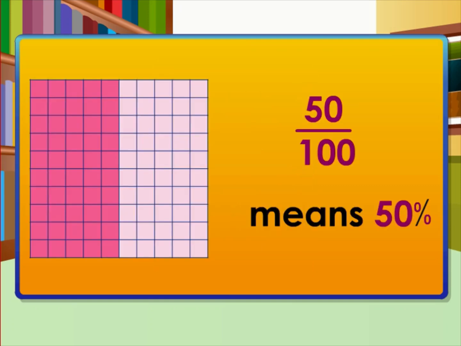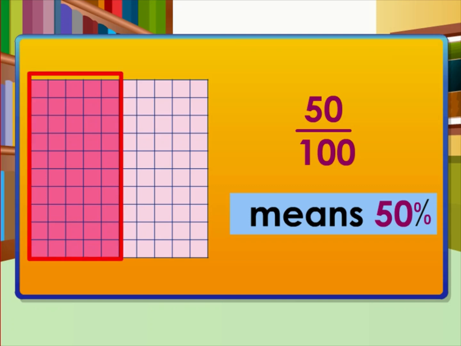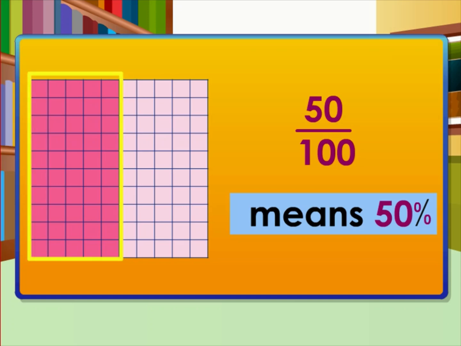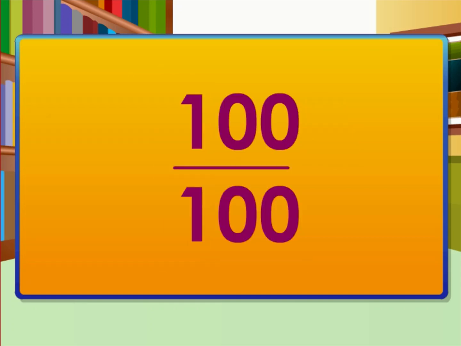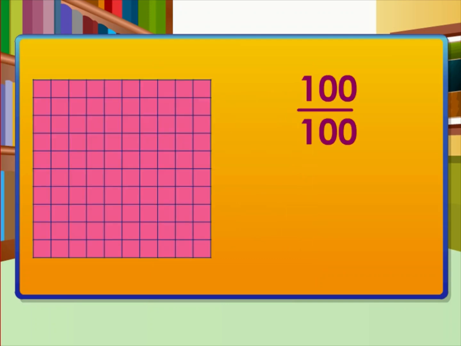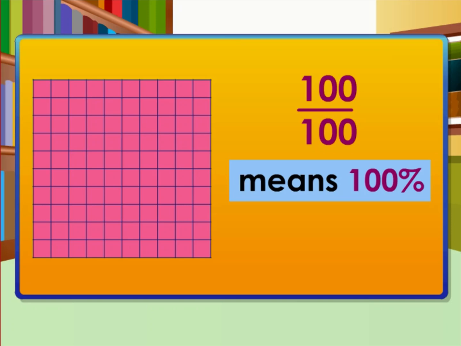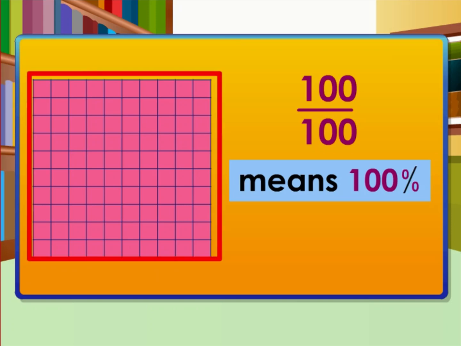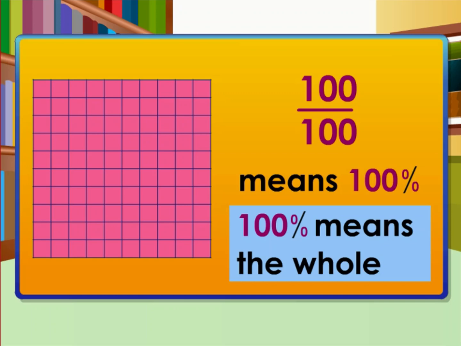Very good. It is the same as 50% and it can also be represented by the shaded parts in the grid. How about 100 over 100? 100 over 100 means 100%. And from the shaded part in the grid, 100% means the whole.